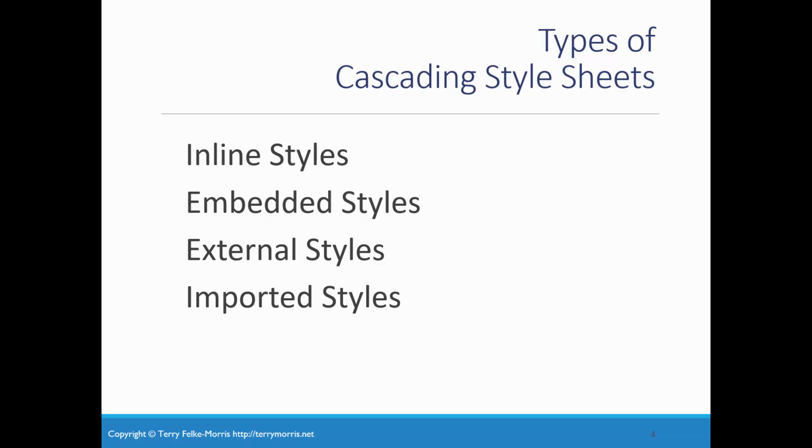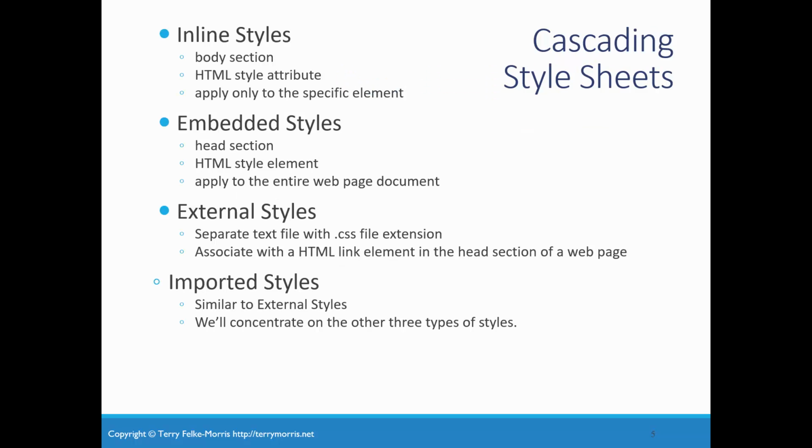There are 4 different types of cascading style sheets: inline styles, embedded styles, external styles, and imported styles. Inline styles are put right into the body section itself. They're not recommended, but occasionally they make sense to use. They're used with the HTML style attribute, and as it says, they typically only apply to a specific element, a word or a sentence or a paragraph.